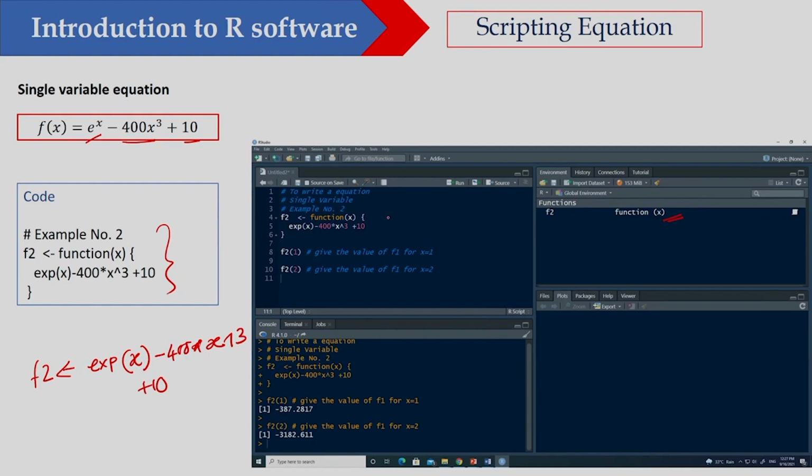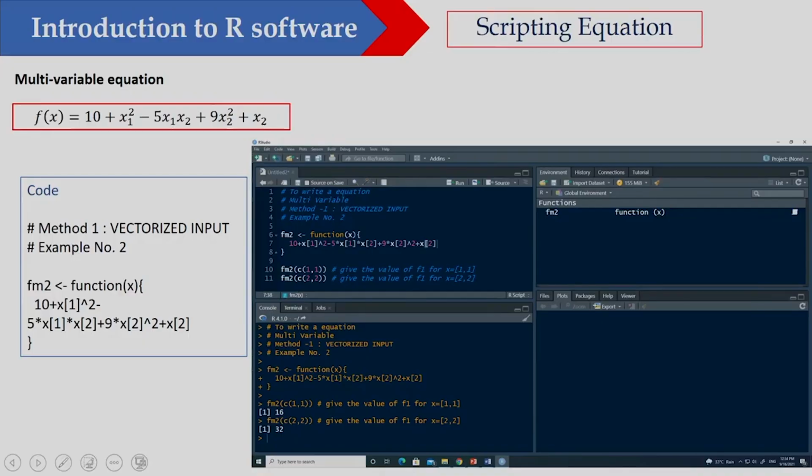Then I have also shown how to calculate the value of this function for x equal to 1. I am getting minus 387.2817, and then this is the value for x equal to 2. Similarly, I can calculate for x equal to 3 and for x equal to 5. So, once you have defined functions, for any value of x you can calculate the value of this particular function.